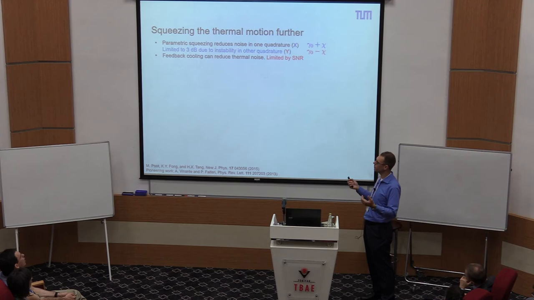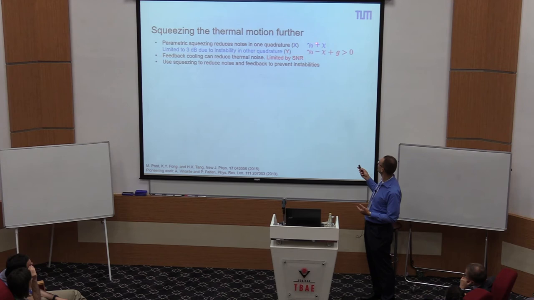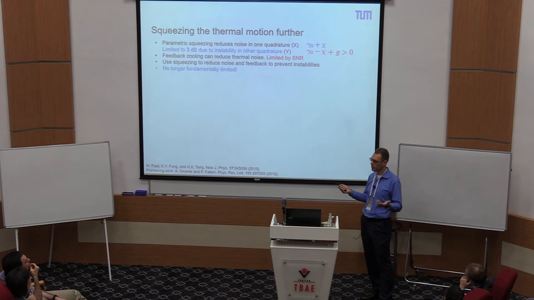But in this case, you're limited by the signal-to-noise ratio. And the idea in these two works is to combine now these two techniques: to use squeezing to reduce the noise, but feedback to actually prevent the instabilities. And in this case, we actually add another term here, which prevents the damping rate from becoming zero or even negative. So in this case, we no longer have a fundamental limitation to 3 dB, and we could, in principle, go on and on and on.